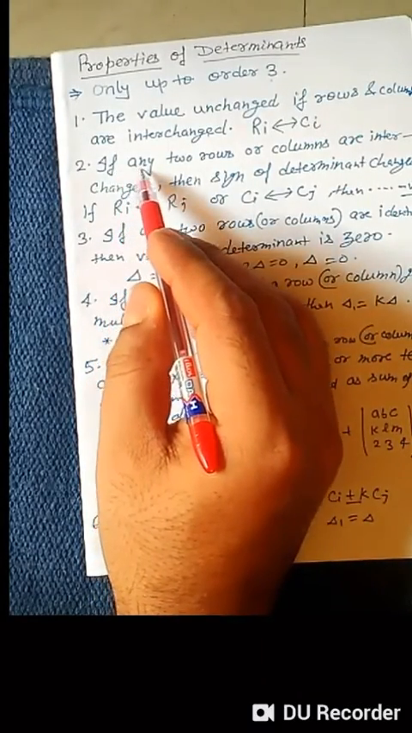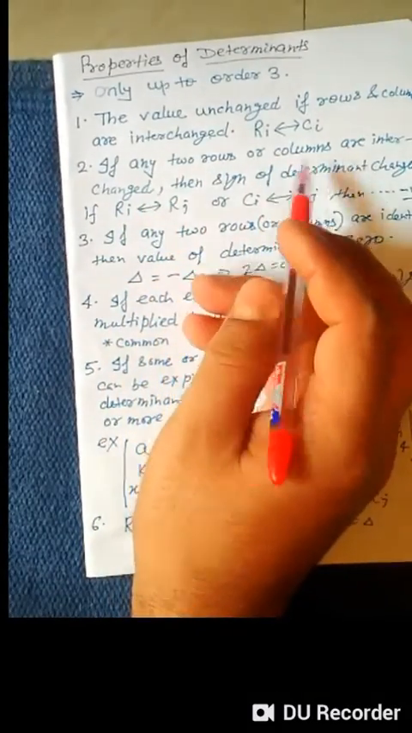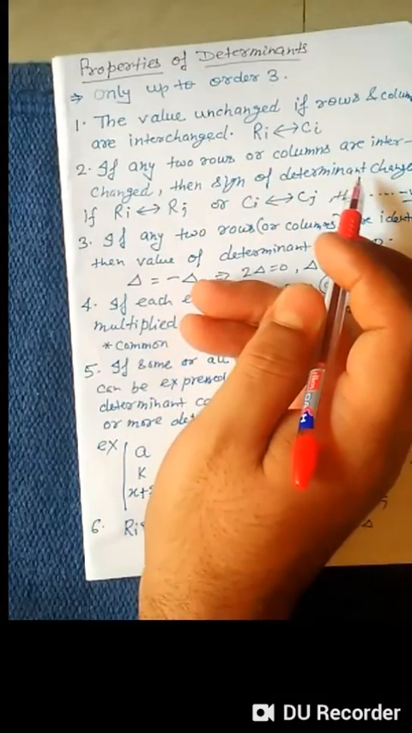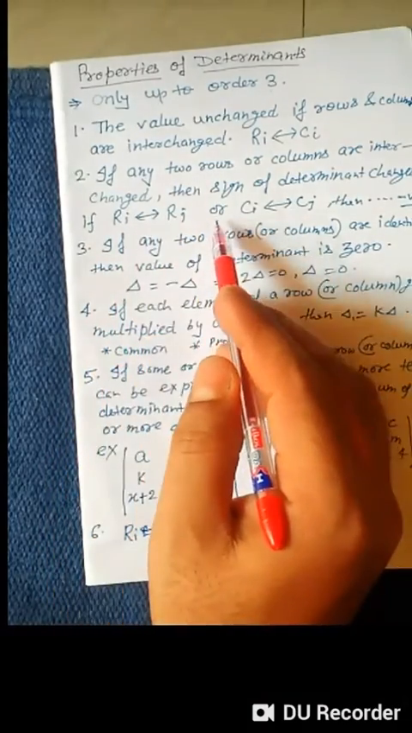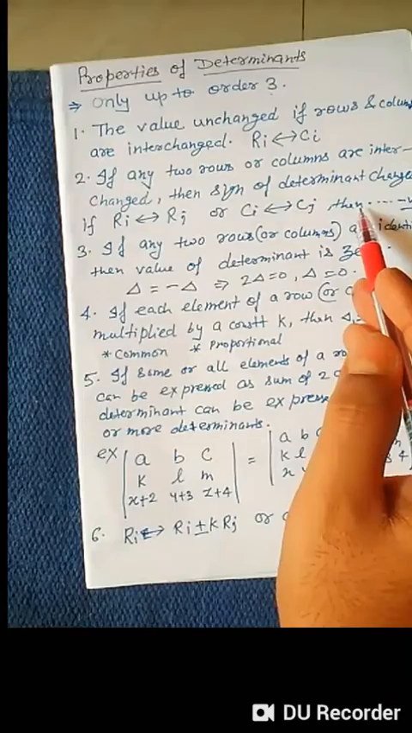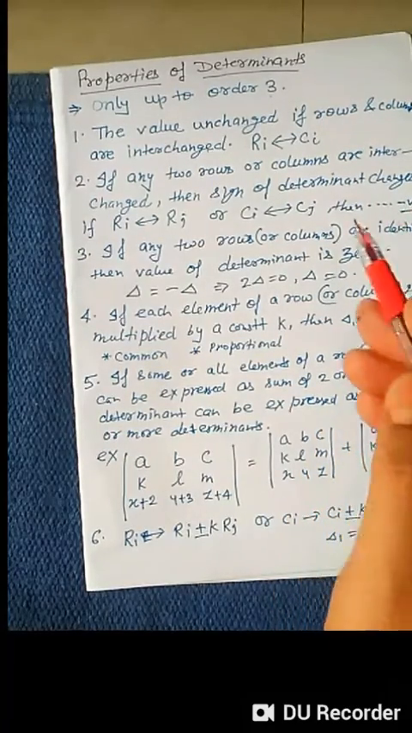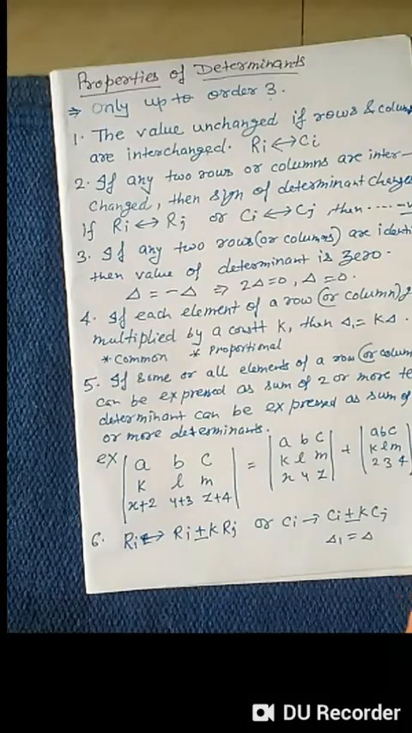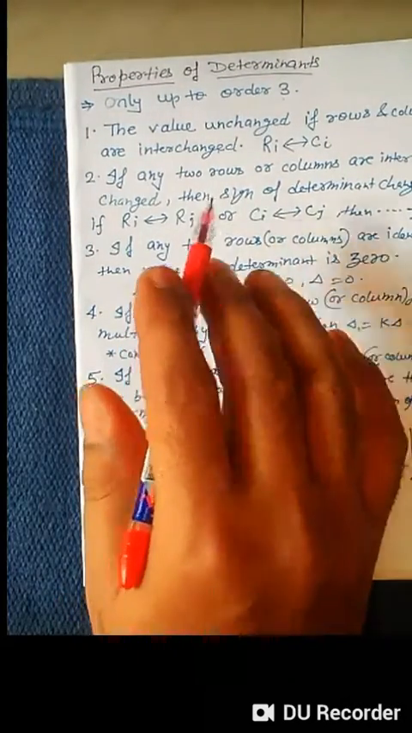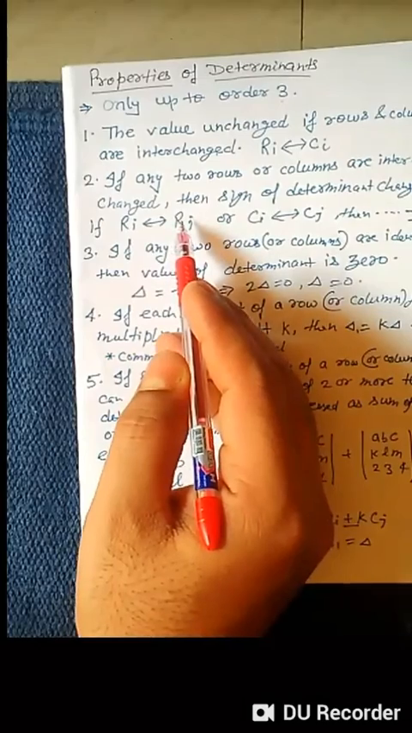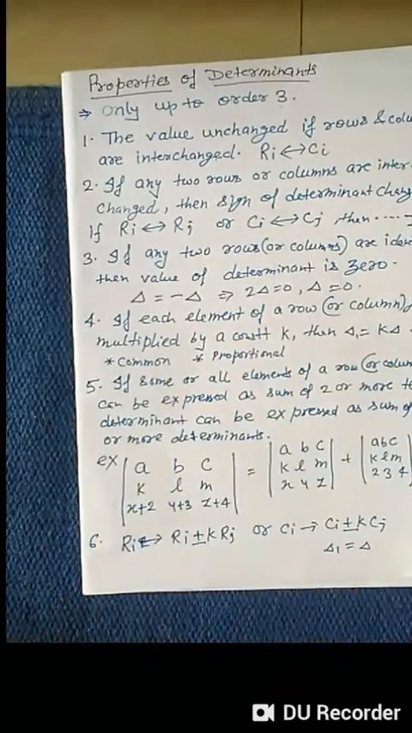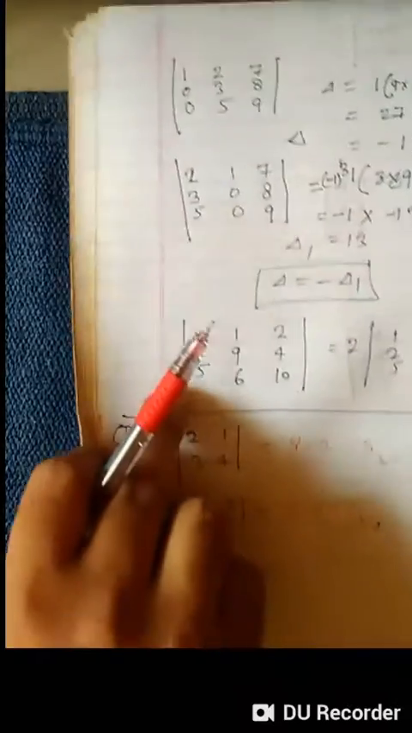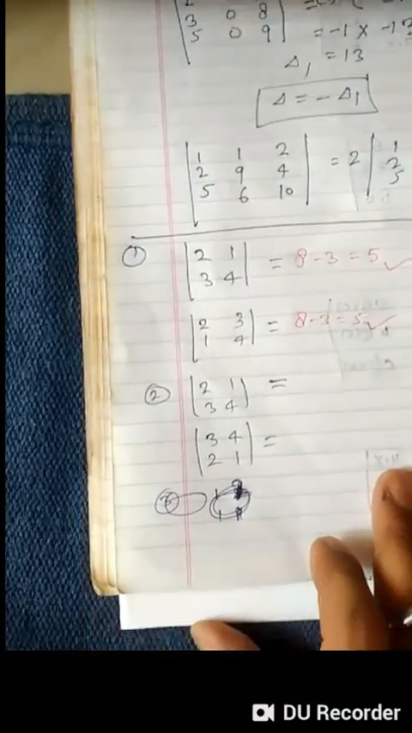Second property is, if any two rows or columns are interchanged, then sign of determinant changes. Means if Ri is interchanged with Rj or Ci is interchanged with Cj, then the value of determinant becomes negative. And one more thing I would like to tell you, if that operation is repeated, suppose you interchange two rows, again second time you interchange two rows, so minus minus it becomes plus. Likewise, as the number of interchanges increases, one more minus sign keeps getting added. Again we'll see it with the example.